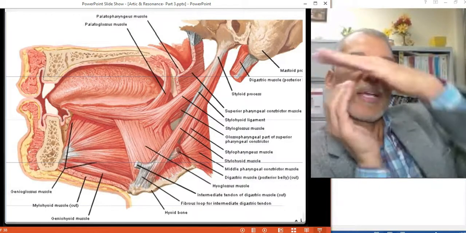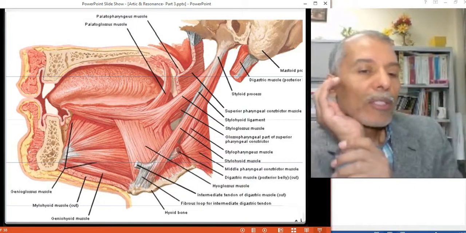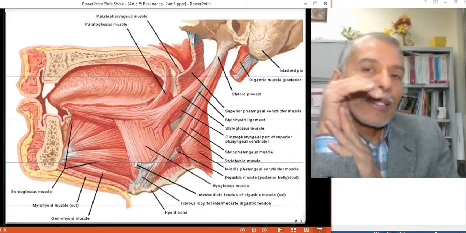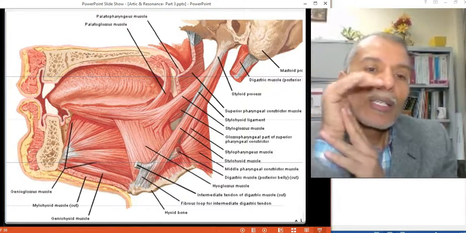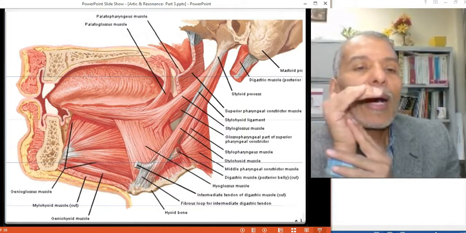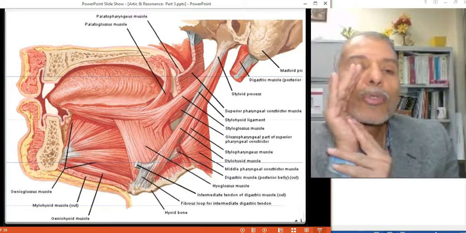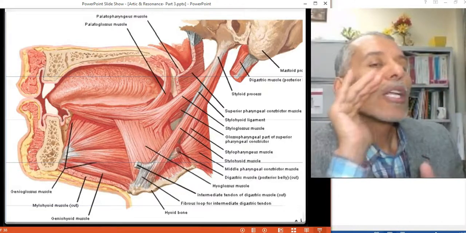And the tongue is sitting on it. So if that muscle contracts in certain ways, it's going to enable you to stick your tongue out. And also it enables you to put pressure on the alveolar ridge here.